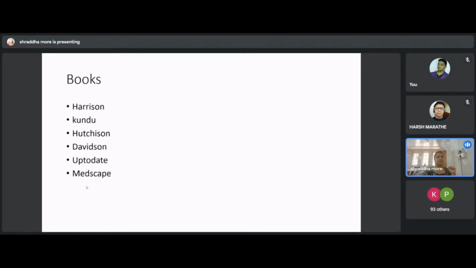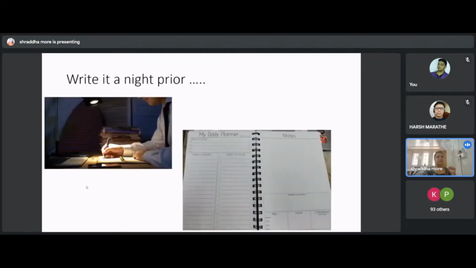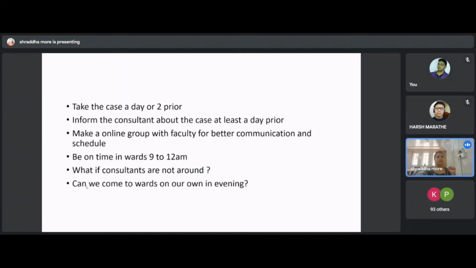So now suppose from tomorrow our clinic is starting, what should you do about the posting? I believe that my next day starts the night before. I am a person who writes a planner and I know how I am going to spend my next day. So make sure that you make a habit of writing a planner a night prior. And in context to this clinical posting, make sure that you know what case you are taking. Many times what happens, students will start searching for the case on the same day itself in the morning, and the consultant does not know what the case is. So that is not a good habit.